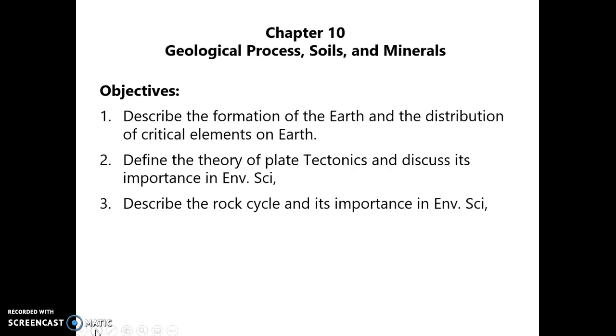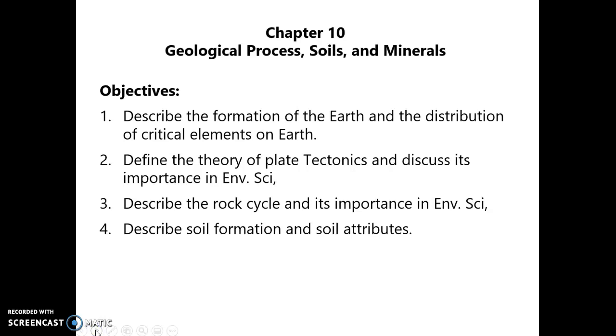The third objective is to be able to describe the rock cycle and its importance in environmental science. In short, the rock cycle is not really a cycle. It's a series of changes to rocks. Through this process, one type of rock can turn into another type of rock. And that has importance in environmental science, which we'll look at.